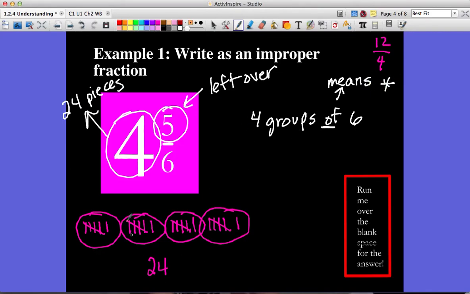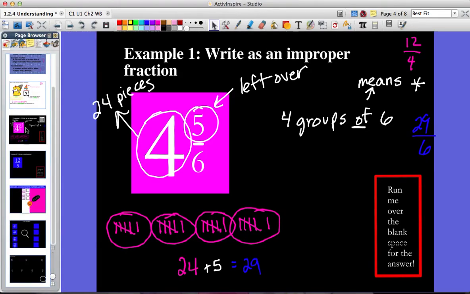So instead of drawing all of this out and figuring this out and saying, okay, well, I had 24 pieces from my whole number, I had 5 left over, so that gives me a total of 29. So I should have 29 over 6 as my improper fraction. There's an easier way to do this. However, first you need to make sure that you understand this part. Okay, so if you can understand that this means you have 4 groups of 6, I'm actually going to make a copy of this page.